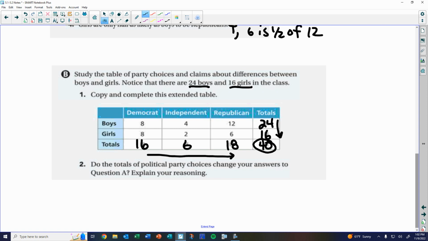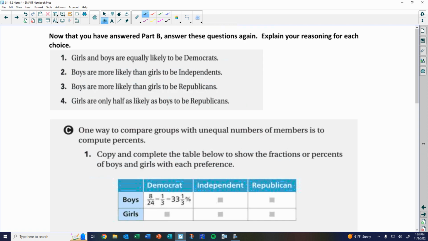So now that we added totals, we can compare apples to apples. Okay. Because again, notice there's not as many girls in the class as boys. So we're not talking about the same thing here. So if we go to here and ask the same question. So girls are equally likely to be, and boys are equally likely to be Democrats. Well, the boys, there were 8 boys, right? Out of how many total boys?